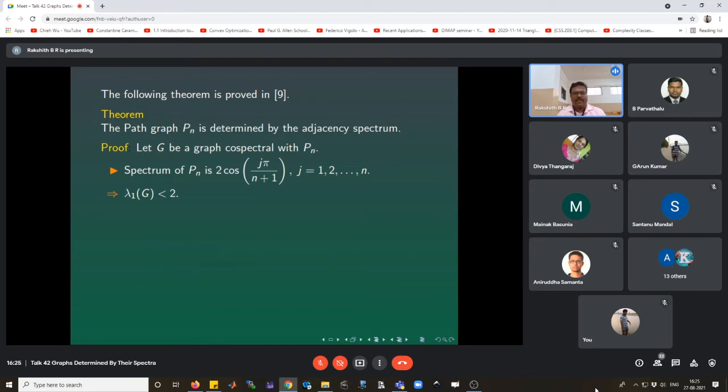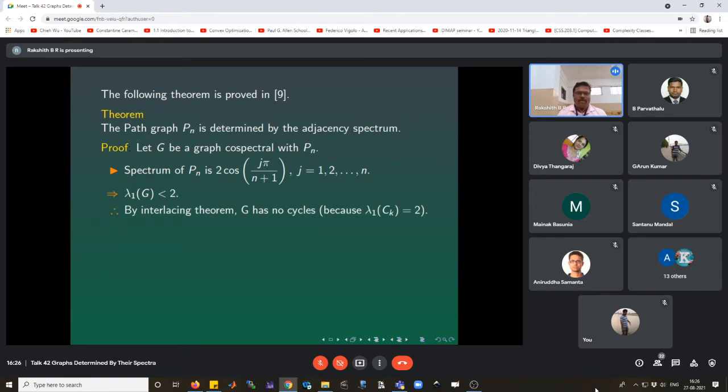So what happens if it contains a cycle? By the interlacing theorem, if G has an induced subgraph, then the largest eigenvalue of the induced subgraph is always less than or equal to the largest eigenvalue of the graph G. So this you can deduce from the interlacing theorem.